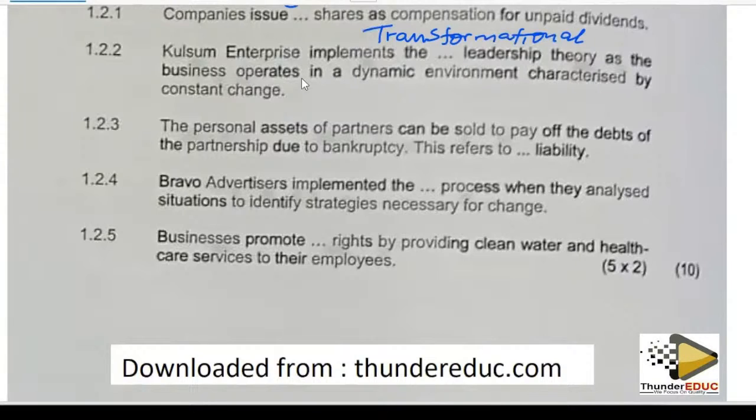Right, so now let's check 1.2.3, great talks. 1.2.3 reads as follows. The personal assets of partners can be sold to pay off the debts of the partnership due to bankruptcy. This refers to limited. If you still remember, I did explain the meaning of unlimited as well as limited. So now, if you read this question properly, it says the personal assets of partners can be sold to pay off the debts of the partnership due to bankruptcy.